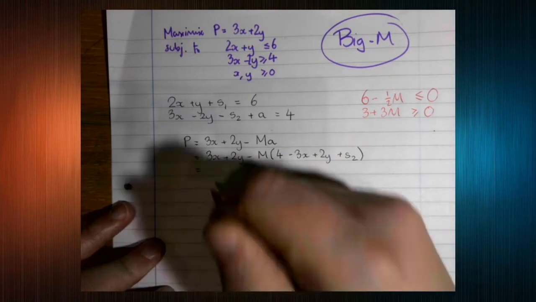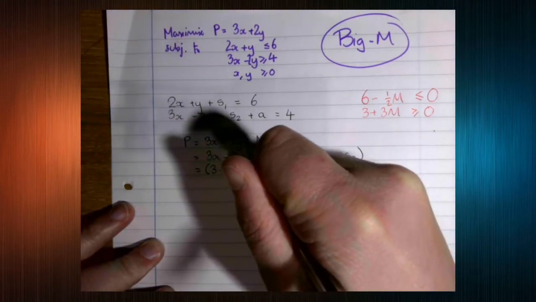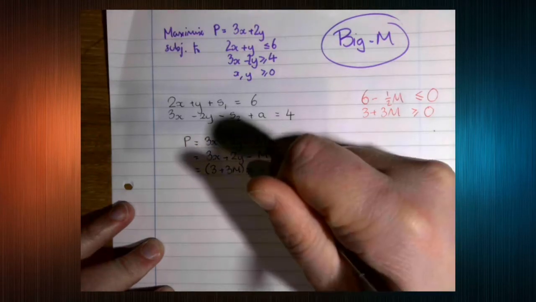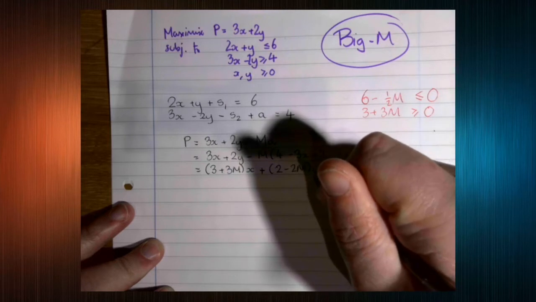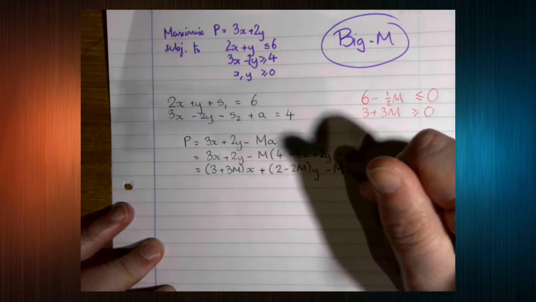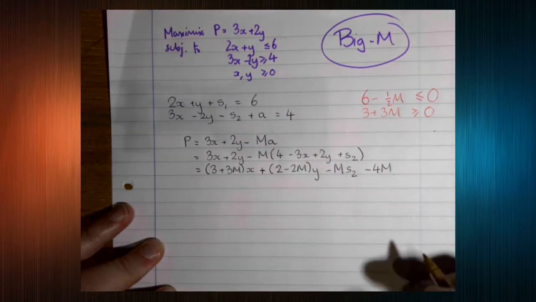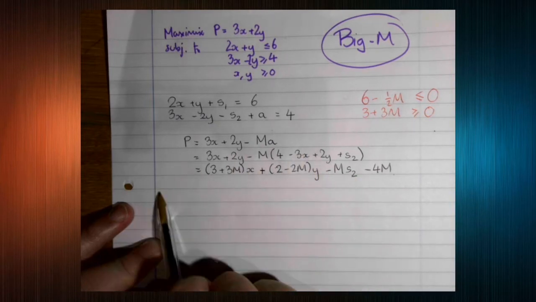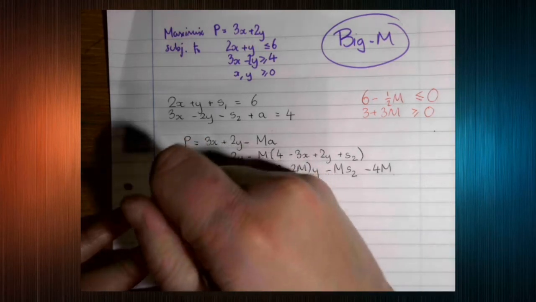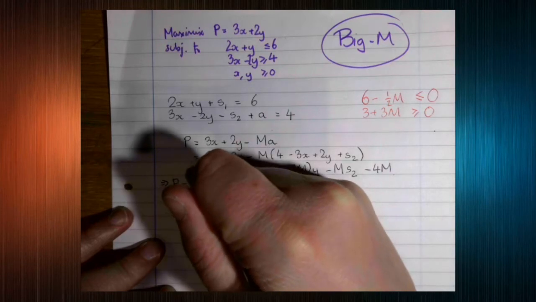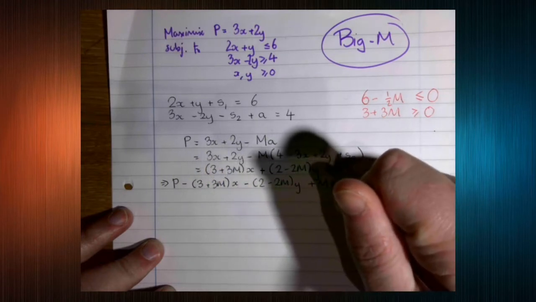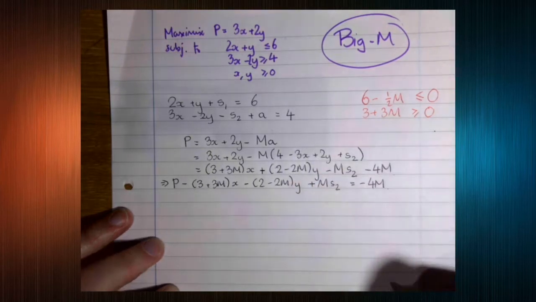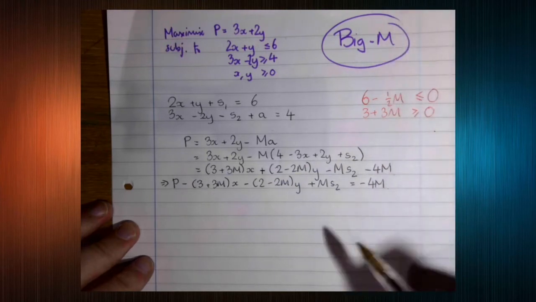So if we expand and simplify, we're going to get 3 plus 3M times x plus 2 minus 2M y minus M s2 minus 4M. Then, like before, we need to get all our variable terms over to one side and numbers on the right. So we're going to end up with P minus (3 plus 3M) x minus (2 minus 2M) y plus M s2 equals minus 4M.